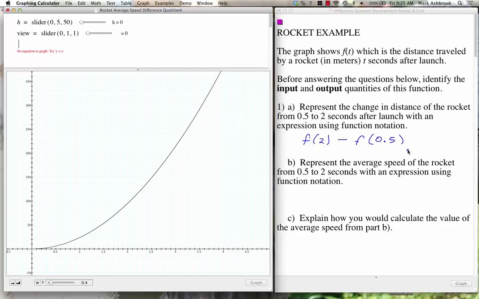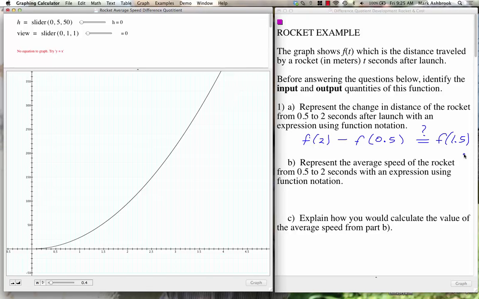Okay, average speed. How do we calculate average speed? Adam? I just have a question. You bet. Would I be able to find that change if I did f of 1.5? Okay, great question. So we're asking, is f of 2 minus f of 0.5 equal to f of 1.5? Yes or no? Some are saying yes, some are saying no.